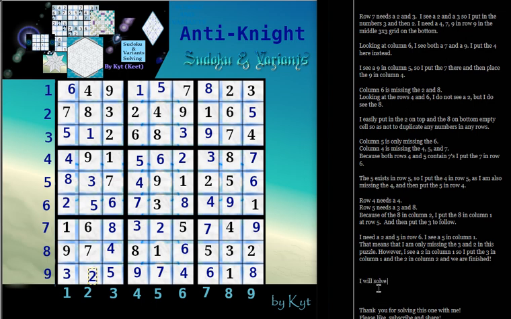I will solve a medium one next so that you can really see the rules in action. And I do mean the anti-knight rules.